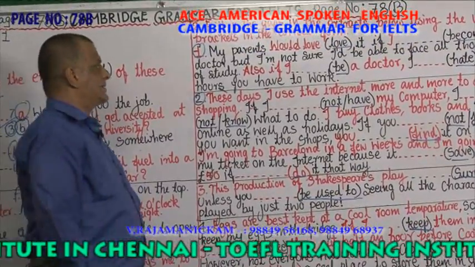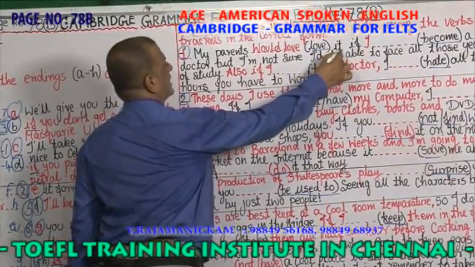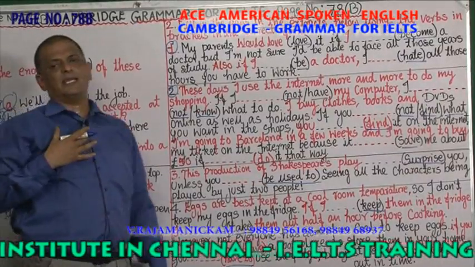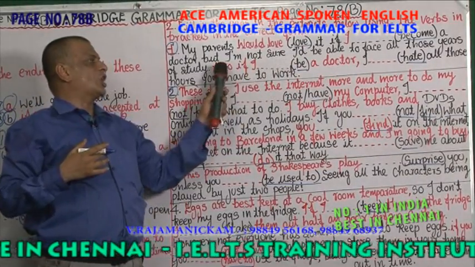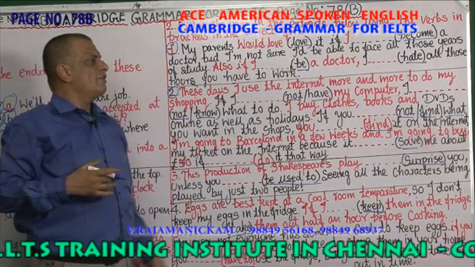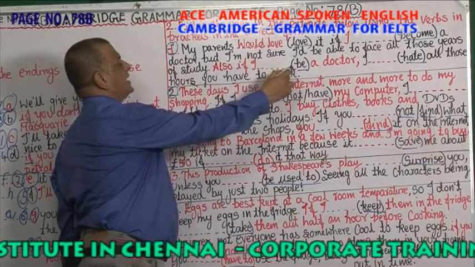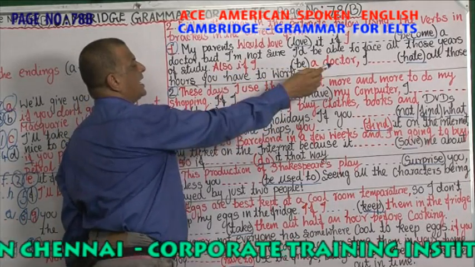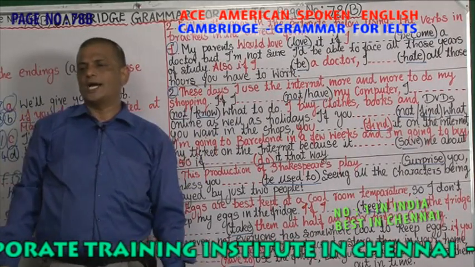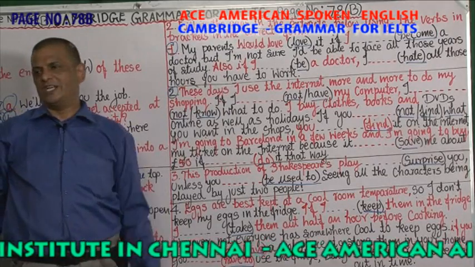In fact, the example is given here. My parents would love it if I became a doctor. I'm not sure I would be able to face all those years of studies. Also, if I were a doctor, I would hate all those hours you have to work. So what are the answers you can use? Number 1, my parents would love. We have given an example.